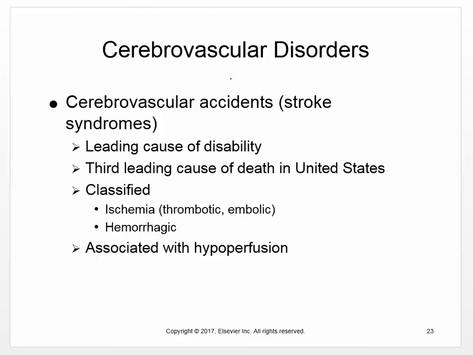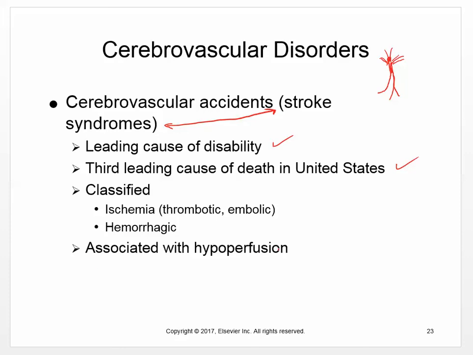So let's talk about strokes in general. Cerebrovascular disorders. Cerebrovascular accidents are typically referred to as stroke syndrome. A stroke is where you have a blockage, some kind of a clot. Right now we're talking about a clot going to the brain. It's the leading cause of disability and the third leading cause of death in the United States. These can be ischemic, which is a loss of blood flow, or hemorrhagic, where it's sort of bleeding out in that area.